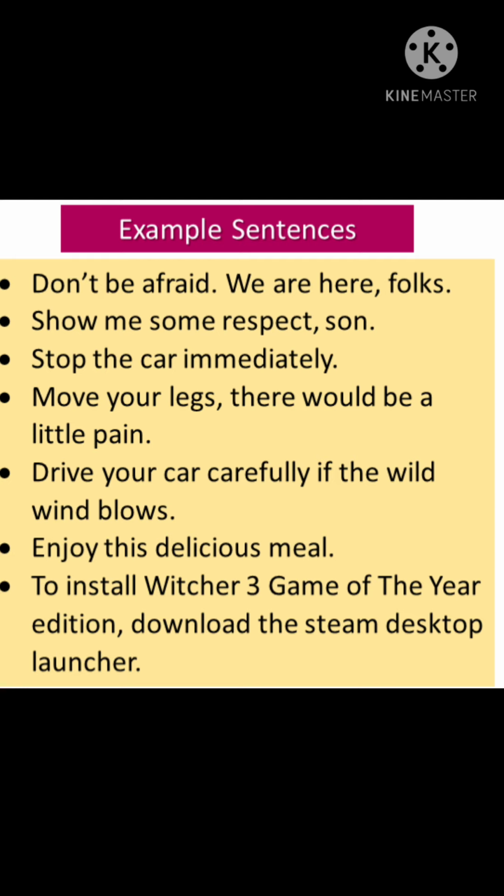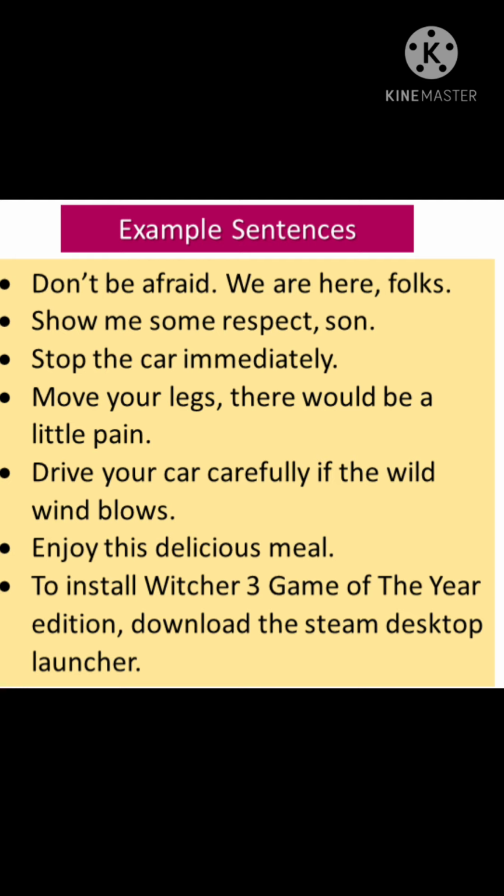Don't be afraid. We are here, folks. Show me some respect, son. Stop the car immediately. Move your legs. There would be a little pain. Drive your car carefully if the wild wind blows. Enjoy this delicious meal. To enjoy Witcher 3 Game of the Year edition, download the Steam desktop launcher. So these are a few examples of imperative sentences.